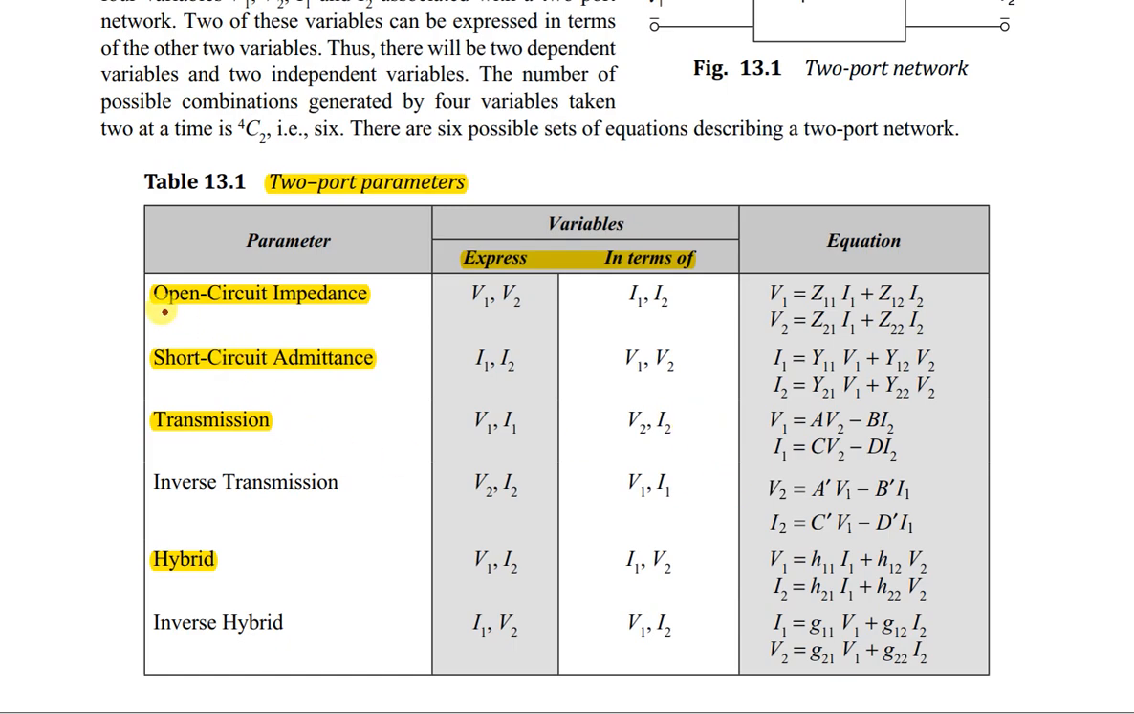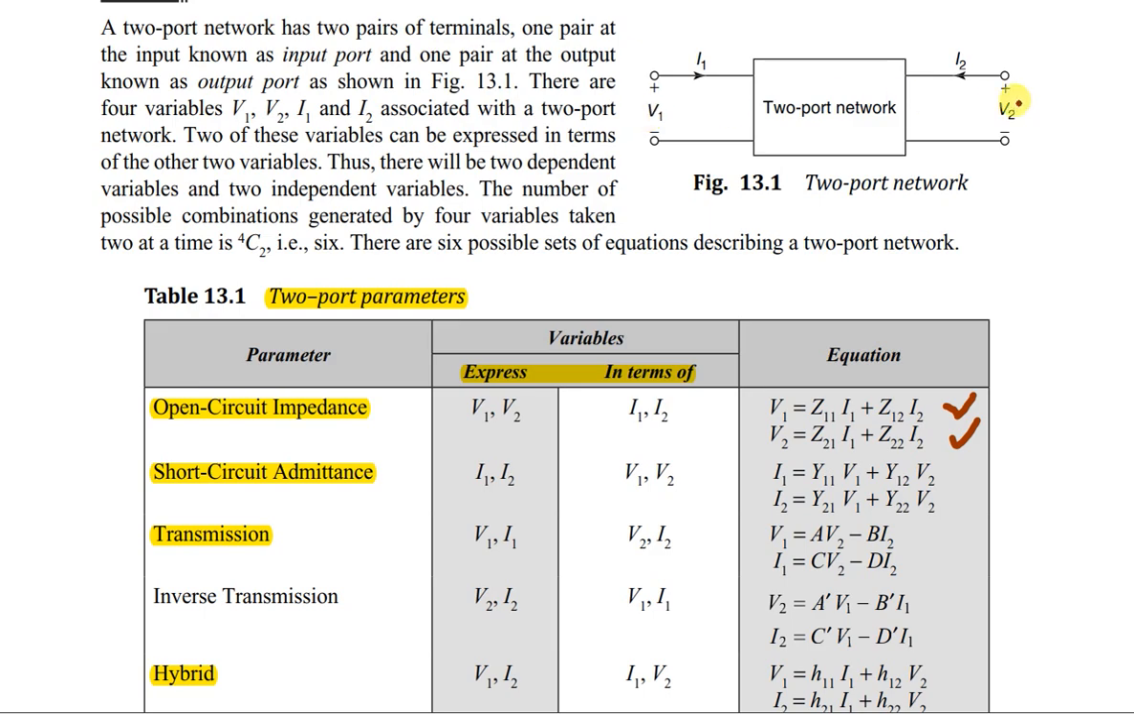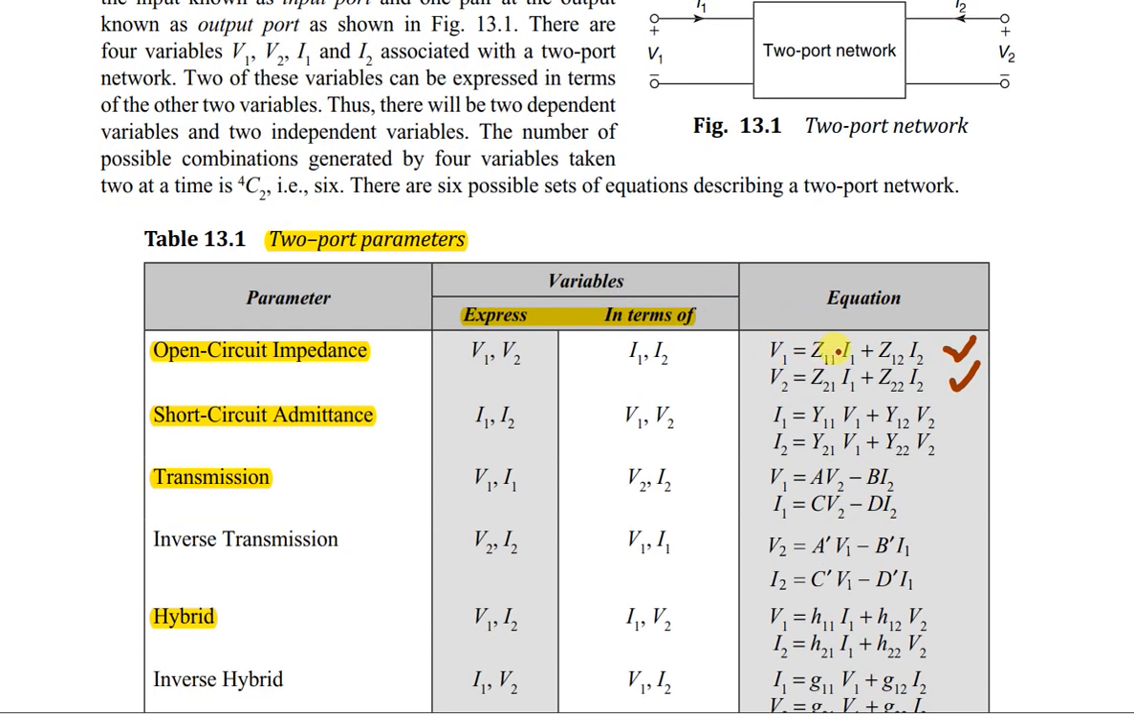Now let us see why it is called open circuit impedance parameters. Just remember, you have to make a note of a table here. In the open circuit impedance parameters, we are expressing V1 and V2. In the two-port we have four variables: V1, V2, I1 and I2. We can express two in terms of the other two. Out of that, we are writing voltages V1 and V2 in terms of I1 and I2. So write V1, V2, then I1, I2, and here Z11, Z12, Z21 and Z22.